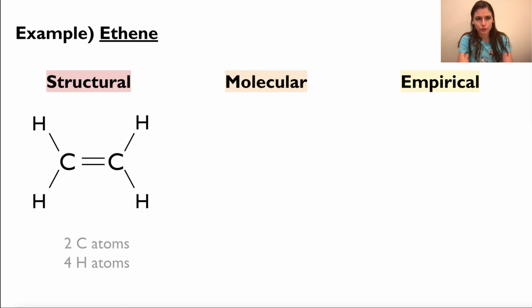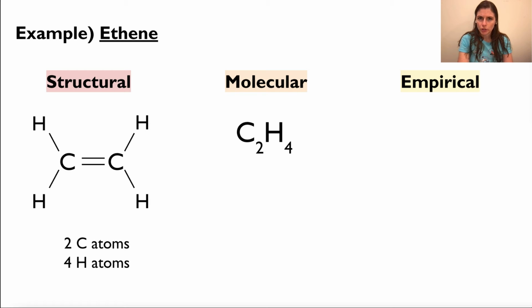I can take a look at the structural formula and see that there are 2 carbon atoms double bonded together, and then each carbon atom is single bonded to 2 hydrogen atoms. So there's 2 carbon atoms in the molecule and 4 hydrogen atoms. So just counting the number of atoms of each element for my molecular formula, that's C2H4.